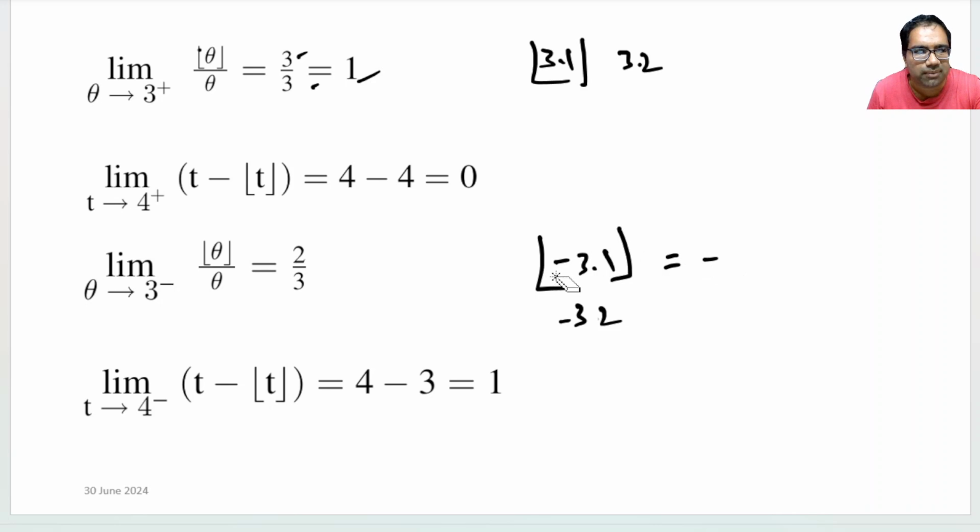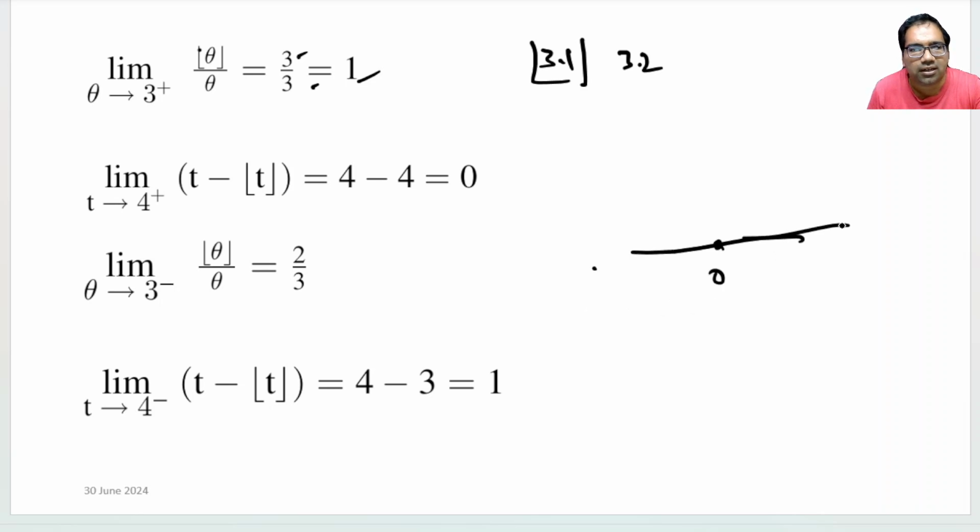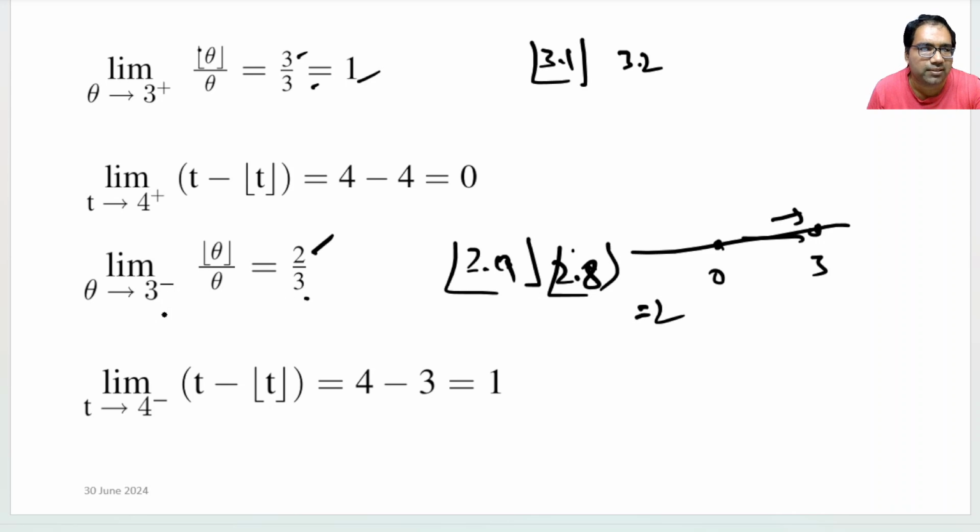Sorry. This is 3 minus. So this is 0, and we are talking about this is 3. 3 minus means we are approaching from the left hand side, that is 2.9, 2.8, whatever. So the greatest integer function of 2.9, 2.8 is what? This is equal to 2. So this is 2 by 3. The greatest integer function of theta is 2. This is by 3. So clearly this is not matching. Though the function is same, left hand limit is not equal to right hand limit.